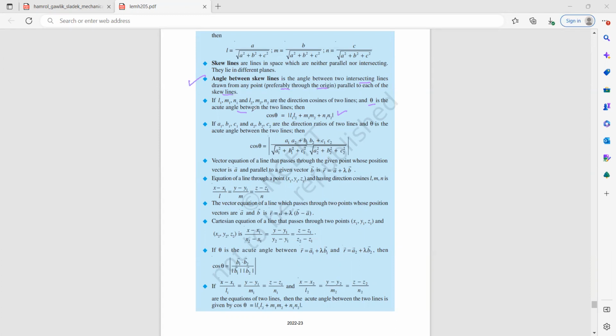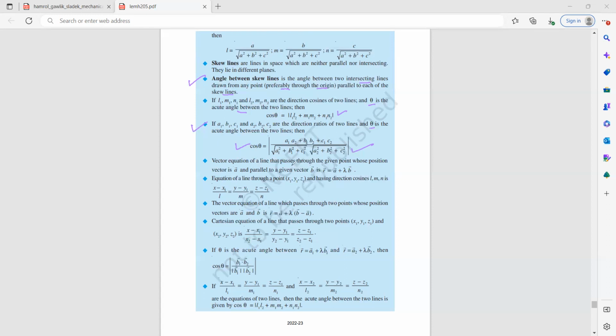And if instead of direction cosines, direction ratios are given, like a1, b1, c1 and a2, b2, c2, and theta is again the acute angle, then cos theta is mod of a1 a2 plus b1 b2 plus c1 c2 over the root of a1 square plus b1 square plus c1 square into a2 square plus b2 square plus c2 square. This is the formula we can use easily.